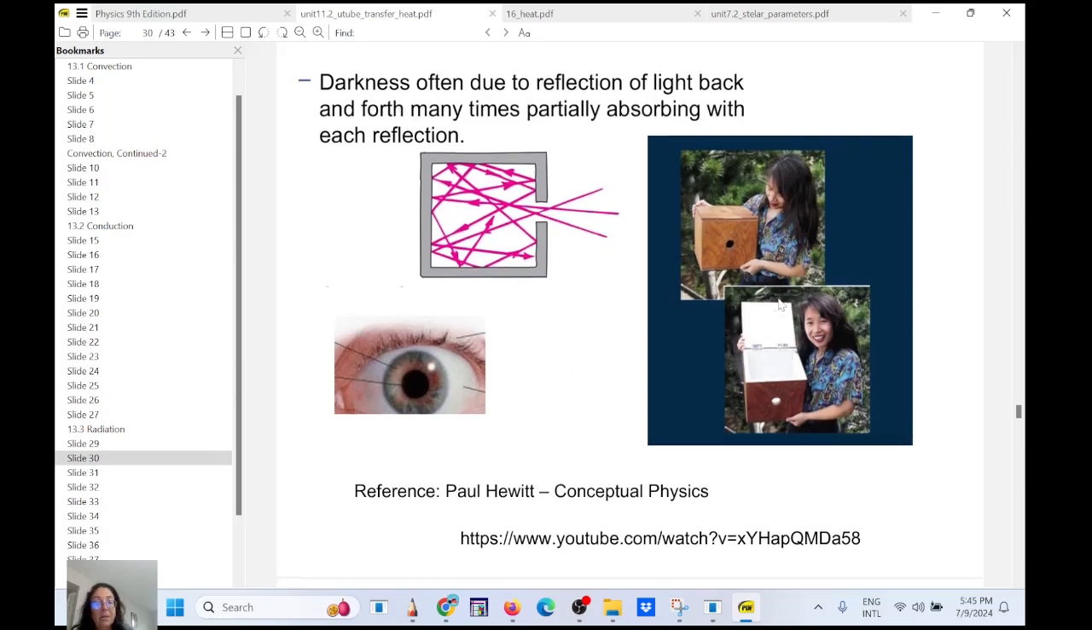So here, that comes from the book Paul Hewitt, Conceptual Physics, which is a very good book. So you have this box here, that will be also a black body, even though it's white inside. You see, when you look through the hole, you see a black hole here. You don't see the white.